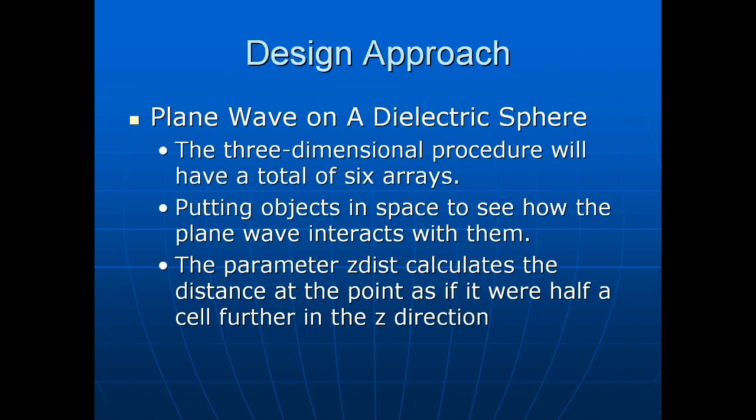The parameter zdist calculates the distance at the point as if it were half a cell further in the z direction. The output simulation shows the electric field flowing out from the dipole source, which is set up by using a simulation that requires a 7-point PML. Parts of the field that are not associated with the PML radiate in a circular form from the source. The circular diagrams illustrate the fact that the fields remain circular until they reach the PML.